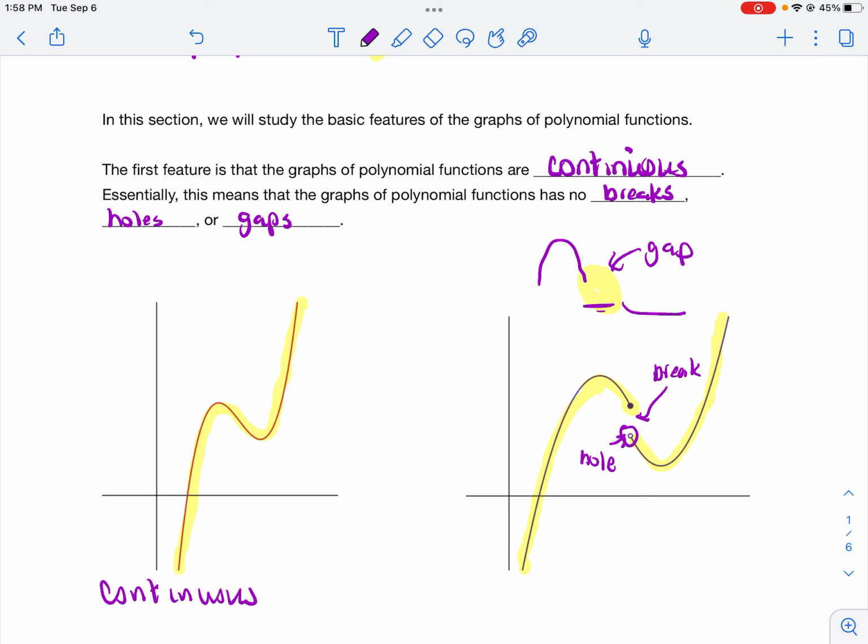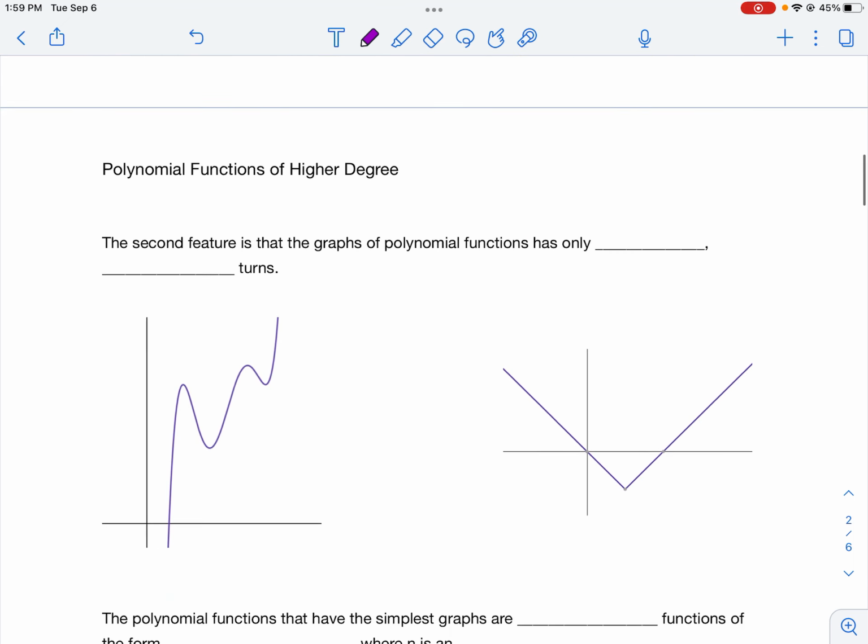Now the word we use for not continuous is discontinuous. So we'd say that this function is discontinuous. Now since it's discontinuous, it cannot be a polynomial. But this one is continuous, so it could be a polynomial, but we don't know for sure. We have to test the next characteristic.